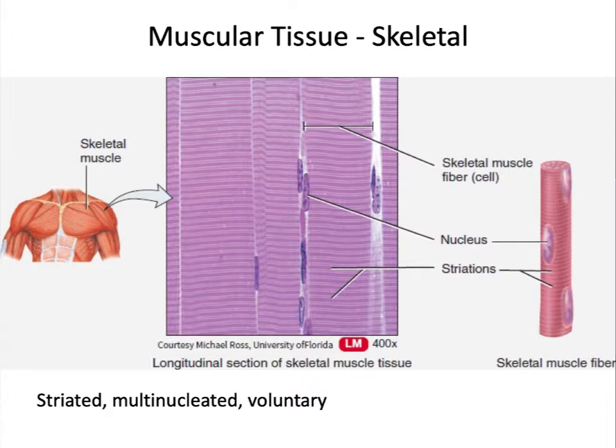Skeletal muscle tissue is striated, multinucleated, and voluntary. What this means is that this makes up your voluntary muscles, the muscles that move your body. It has these striations in it, and each muscle fiber or muscle cell has more than 1 nucleus.